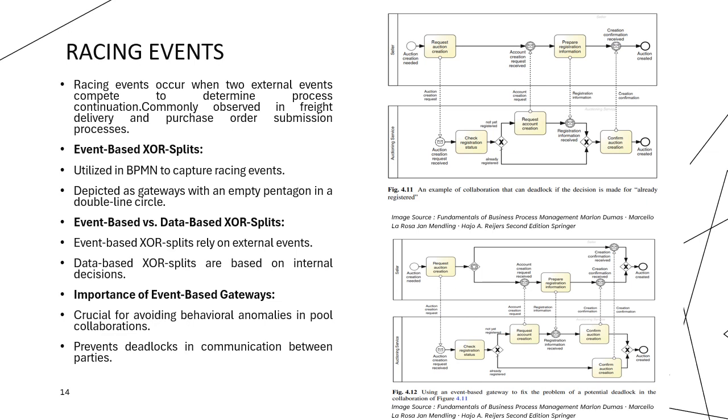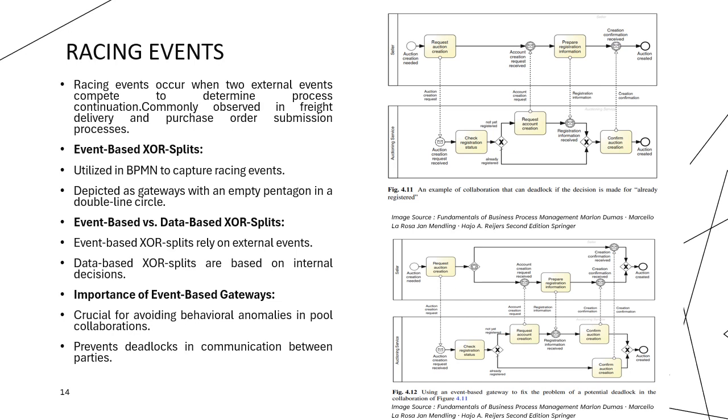Now let's talk about another key concept, that is racing events. In BPM and modeling, racing events occur when two external events compete to determine the continuation of a process. For example, in freight delivery processes, the arrival of a message indicating freight delivery may compete against a timer set for a shipment status inquiry. To capture this race, BPMN utilizes event-based exclusive XOR splits, depicted as gateways with an empty pentagon enclosed in a double-line circle.